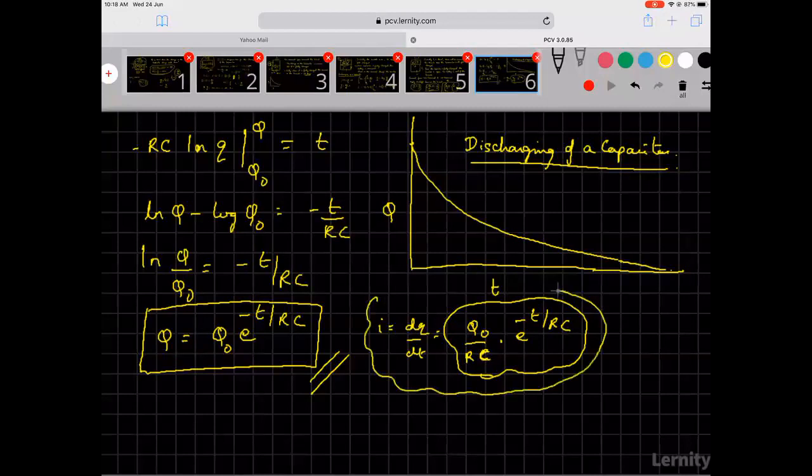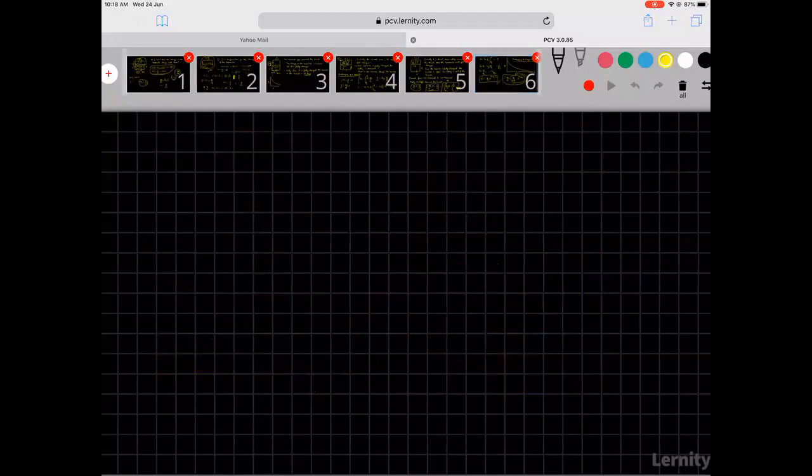I is equal to dq by dt. So from there you will be able to get it. Once you understand this charging, discharging, we are mostly done with this particular chapter.